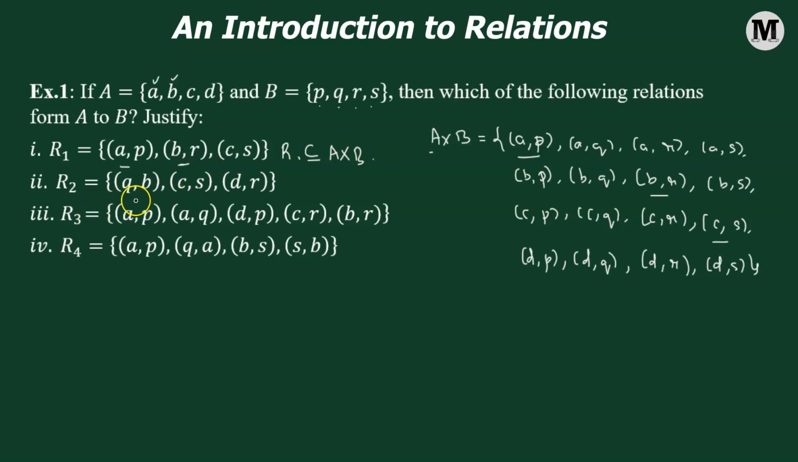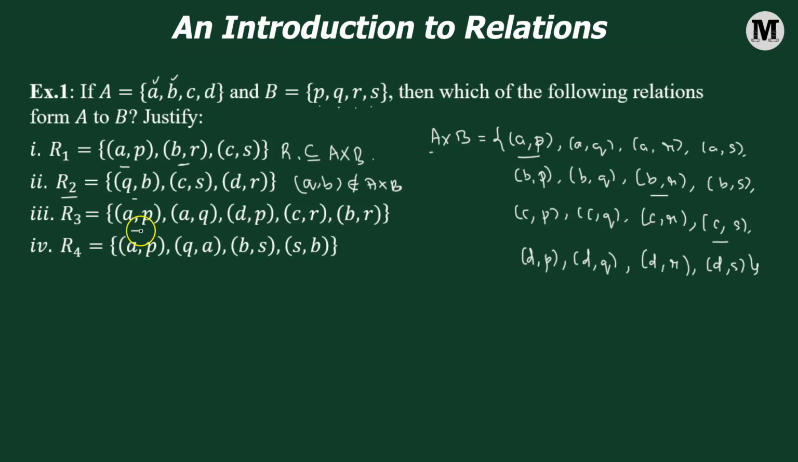What about R2? Here we have (Q, B). Is the element (Q, B) present in the Cartesian product of A and B? Nope. So we don't have to worry about the other ordered pairs, since one of the ordered pairs, (Q, B), does not belong to the Cartesian product of A and B. This simply tells us that R2 is not going to be a relation from A to B.